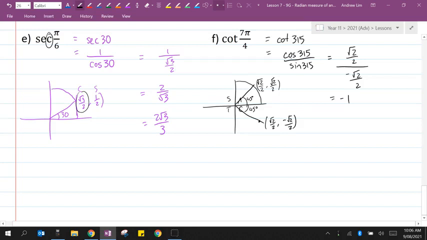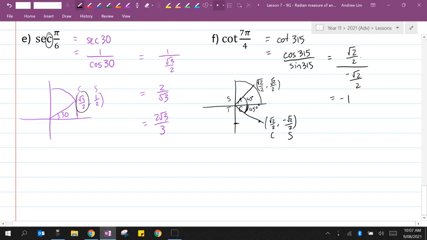So all stations to central, 315 degrees gives me a reference angle of 45 degrees. Always between the line you draw and the horizontal. Well, I know 45 degrees is root 2 on 2, comma root 2 on 2. So for 315 degrees, the coordinates will be root 2 on 2, comma negative root 2 on 2, because the y value is negative, x is positive. So cosine over sine will be root 2 over 2 over negative root 2 over 2. Root 2's cancel, 2's cancel, we're left with just negative 1.